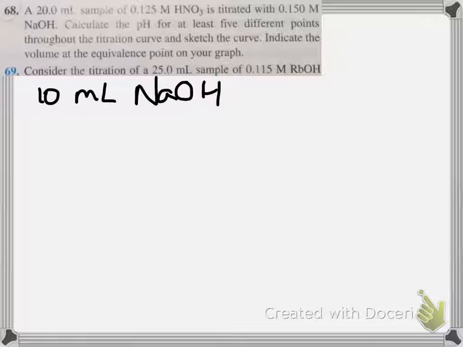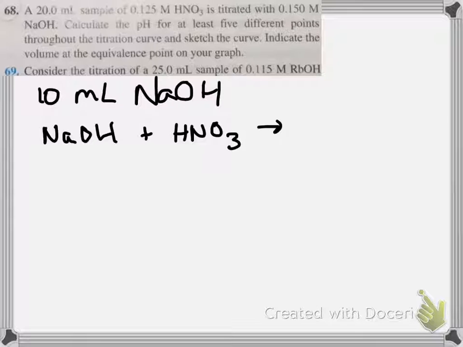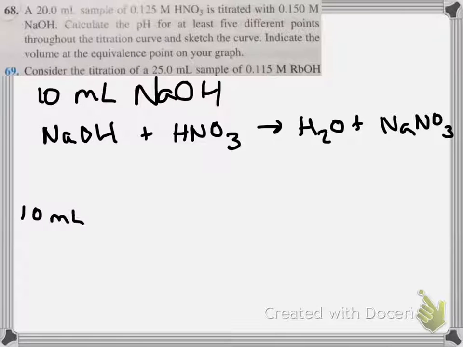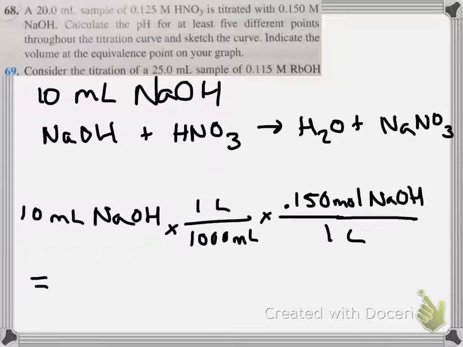Now we have 10 milliliters of sodium hydroxide. So what's happened is that we have added sodium hydroxide to our nitric acid solution. And this is going to produce water and sodium nitrate. So if we've added 10 milliliters of NaOH, we need to figure out how many moles of NaOH we have, so that way we can figure out how many moles of nitric acid have actually reacted. So we're going to convert this into liters and then into moles.